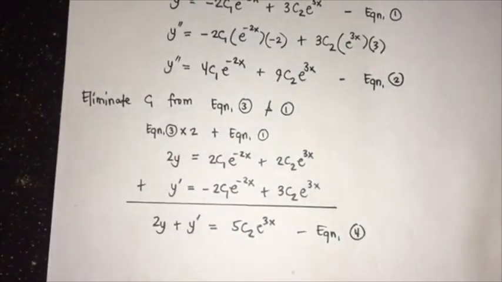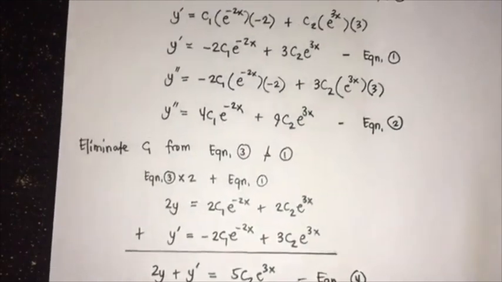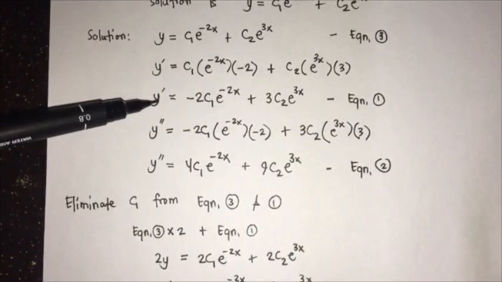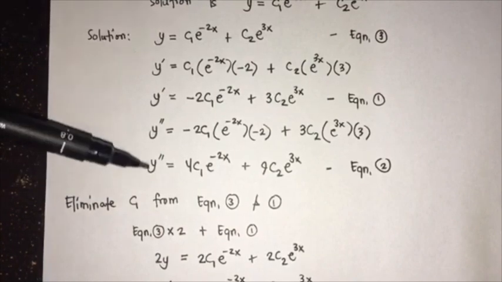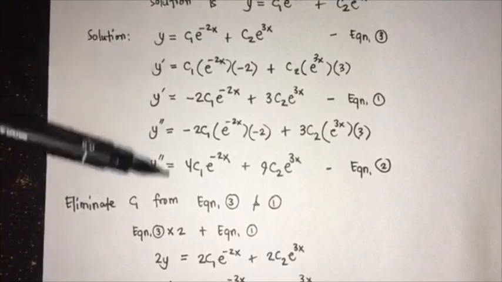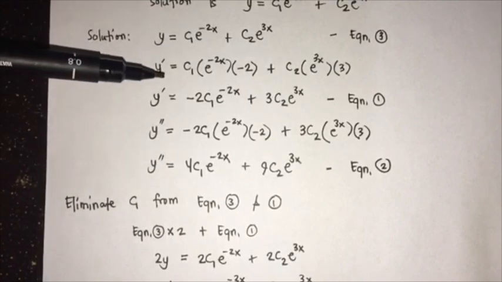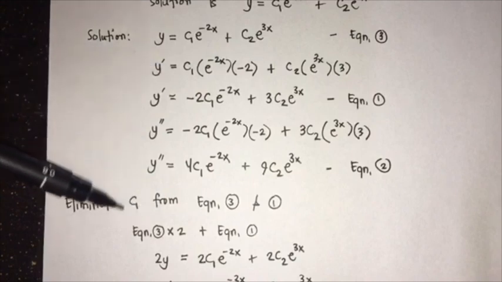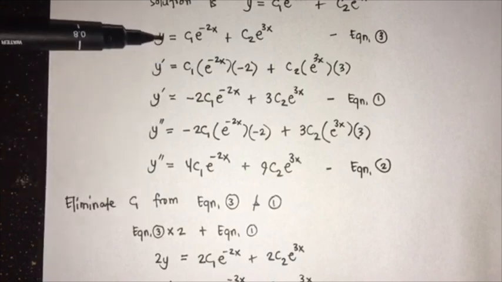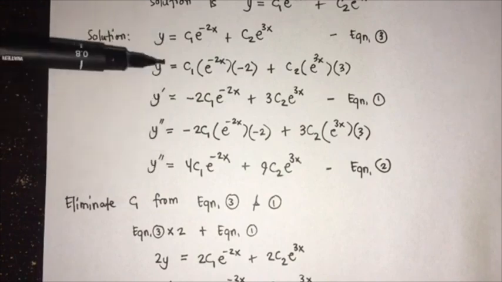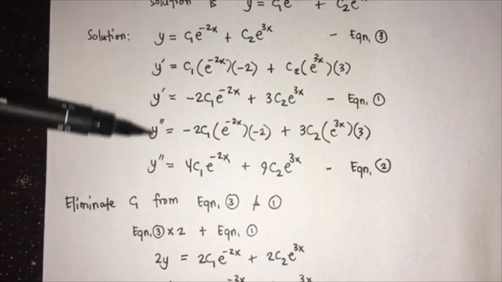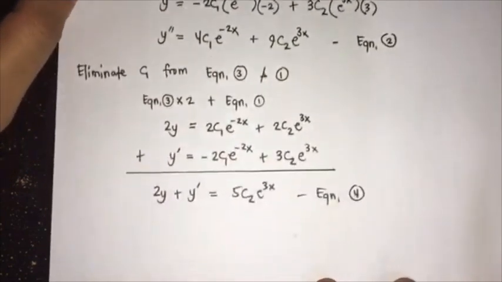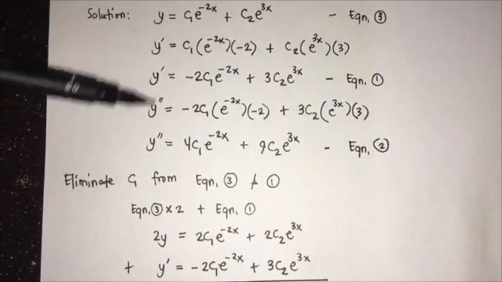And then we will eliminate C1 again using equation 1 and equation 2. Or we can also eliminate C1 from equation 3 and equation 2. It actually depends on you, as long as we eliminate the same arbitrary constant using another combination of the three equations. So we can use equation 1 and equation 2, or equation 3 and equation 2. I want to eliminate it using equation 1 and equation 2.